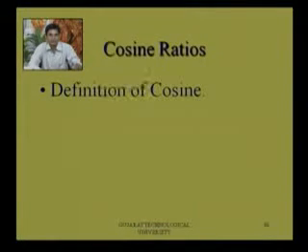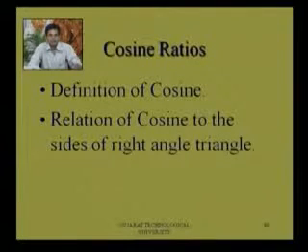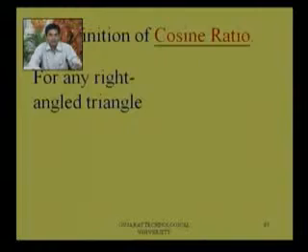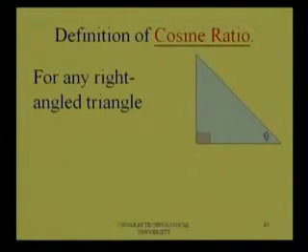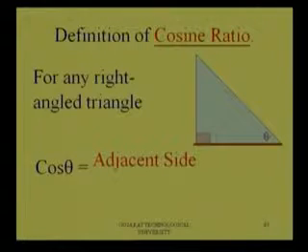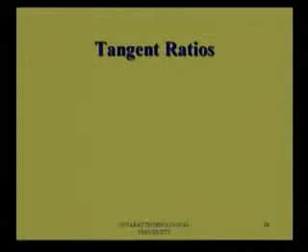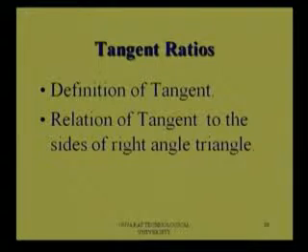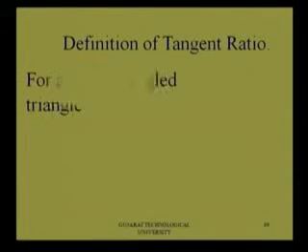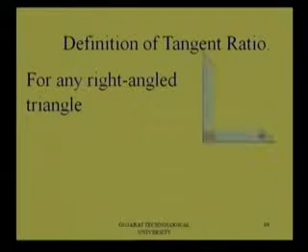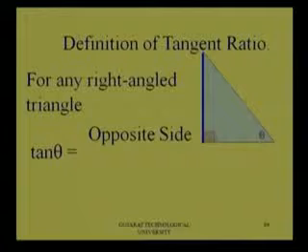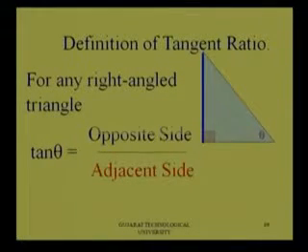Now cosine ratio. Definition of cosine ratio. Relation of cosine to the sides of a right angle triangle. For any right angle triangle, this is for angle theta, what do we mean by cos theta? Cos theta equals the adjacent side along the angle theta over hypotenuse. Now what do we mean by tangent ratio? First we will discuss the definition of tangent and then the relation of tangent to the sides of a right angle triangle. Definition of tangent ratio. For any right angle triangle, tan theta equals opposite side by adjacent side.